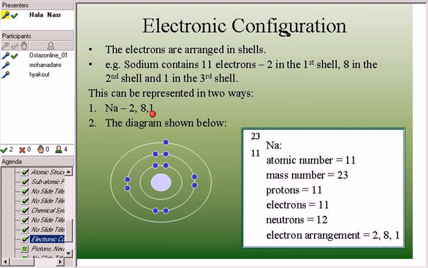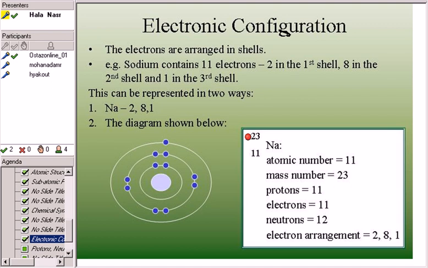There is something really important you have to understand. The symbol is written in here. This small number, we call it the atomic number, which is 11. It represents the number of protons. And this one is the mass number, the bigger number, which is 23. It represents the number of protons and neutrons together.